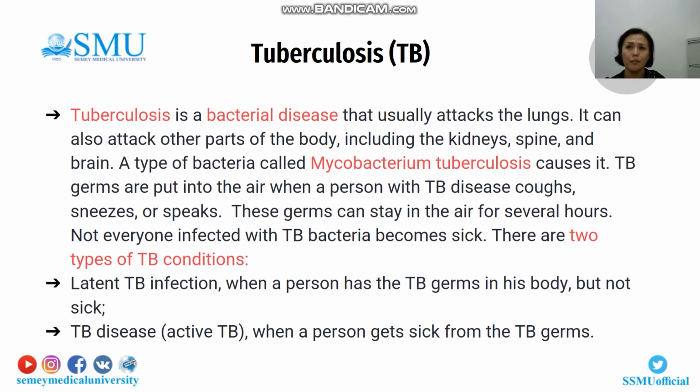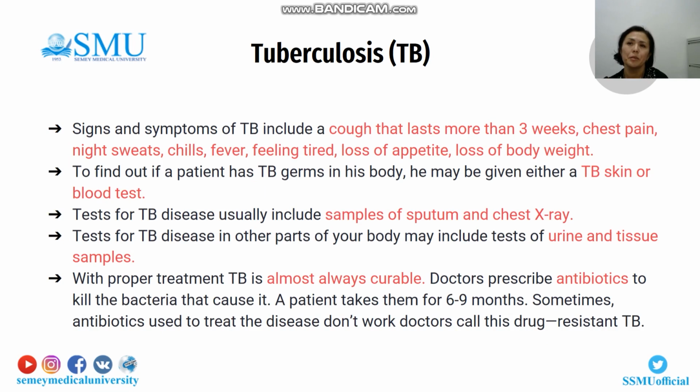Not everyone infected with TB bacteria becomes sick. There are two types of TB conditions. Latent TB infection, when a person has TB germs in his body but is not sick. TB disease, active TB, when a person gets sick from the TB germs. Signs and symptoms of TB include a cough that lasts more than 3 weeks, chest pain, night sweats, chills, fever, feeling tired, loss of appetite, loss of body weight.